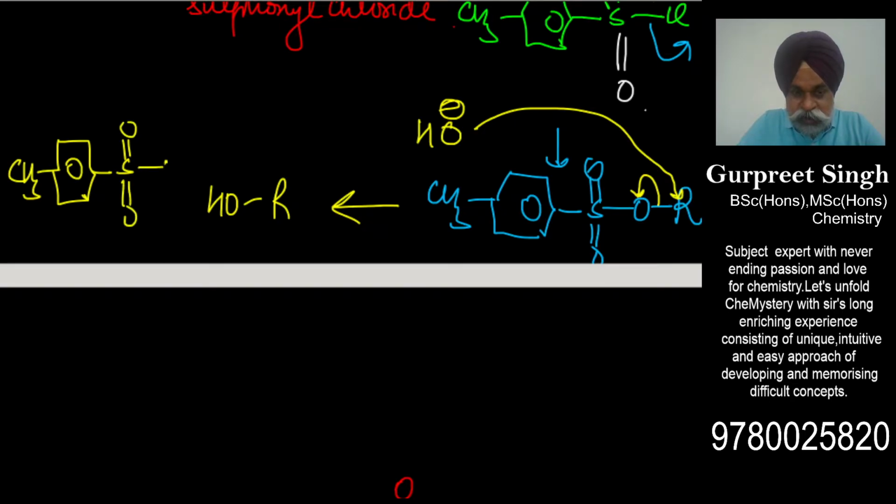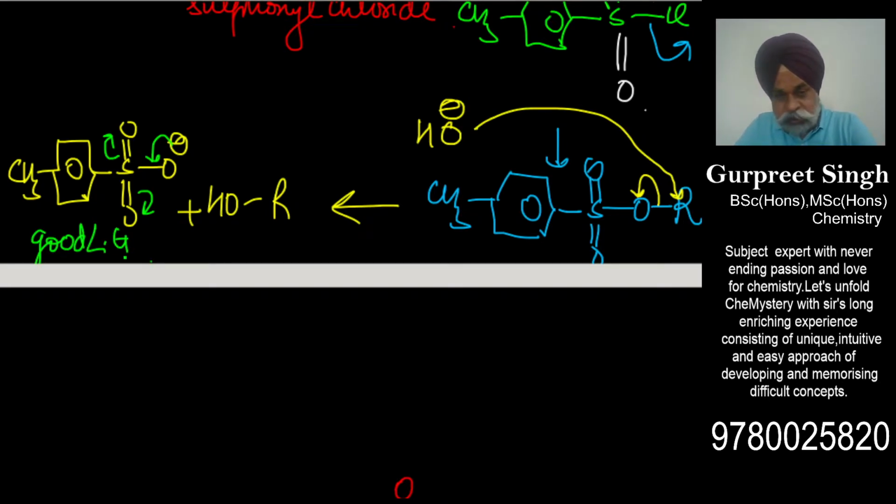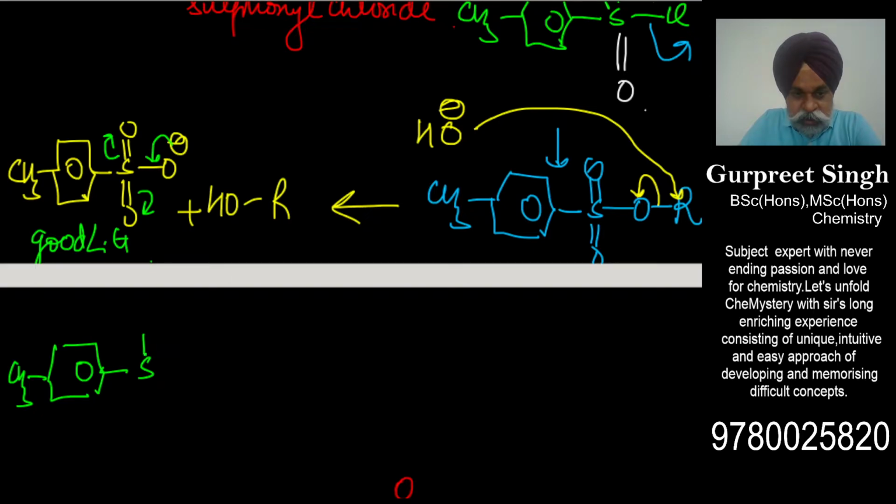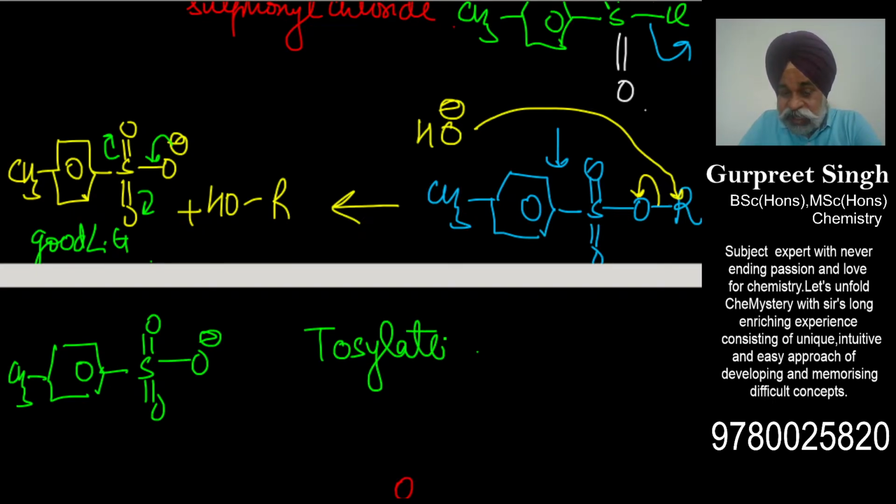A leaving group is that entity which leaves the reaction mixture very rapidly because it is quite stable because of resonance. This is a good leaving group. Tosylate is a very good leaving group. So along with it, I should write here, this is a very important leaving group which we call tosylate. Tosylate increases the rate of the SN2 reaction, being itself a very good leaving group.